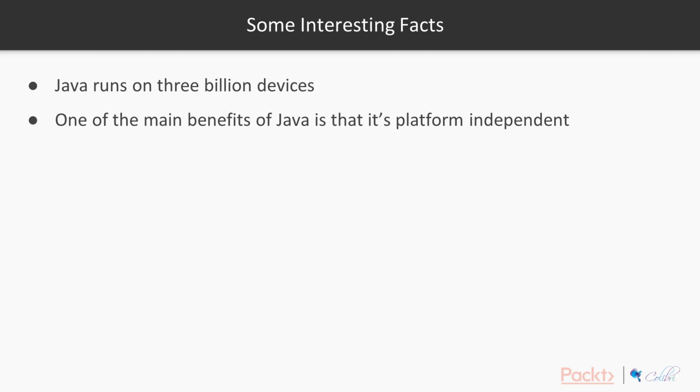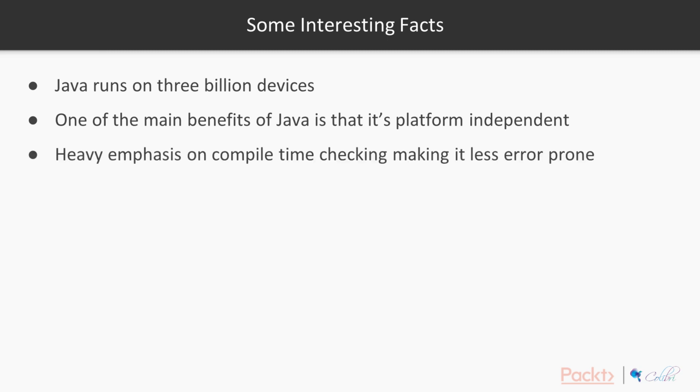And as I mentioned, one of the main benefits of Java is that it's platform independent. We're going to talk a little bit more on this later and how it works. But again, the key thing to take away is that Java code can be run anywhere with the same results. And that might sound obvious, but I promise you, if you've come from another programming language background, even something relatively modern like Python, a language that's very popular right now, Python does not necessarily run the same way on every operating system. Java has a heavy emphasis on compile time checking, making it less error prone.